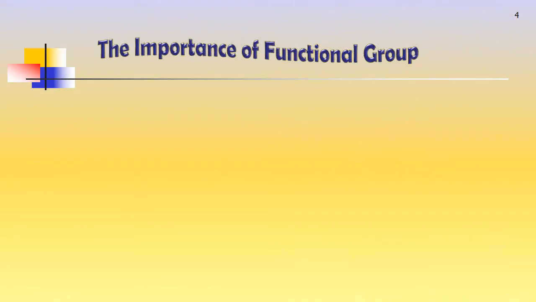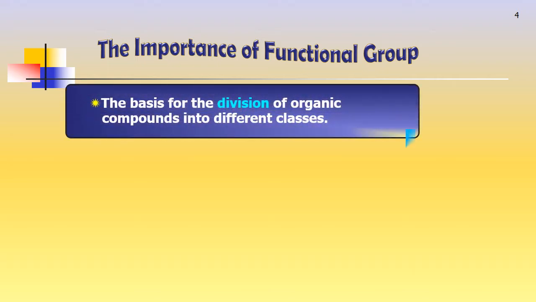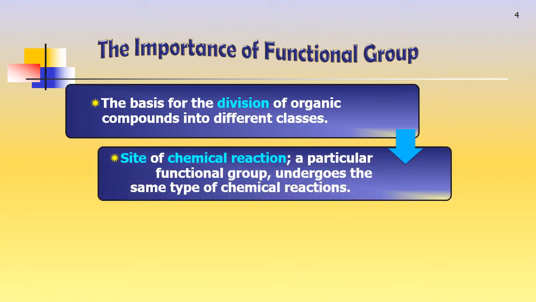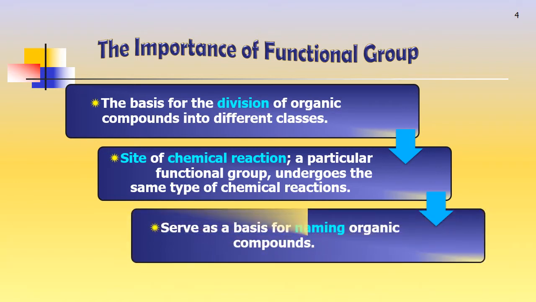What is the importance of functional groups? First, it is the basis for division of organic compounds into different classes. Functional group is the site of chemical reaction. A particular functional group undergoes the same type of chemical reactions. Lastly, functional group serves as a basis for naming organic compounds.